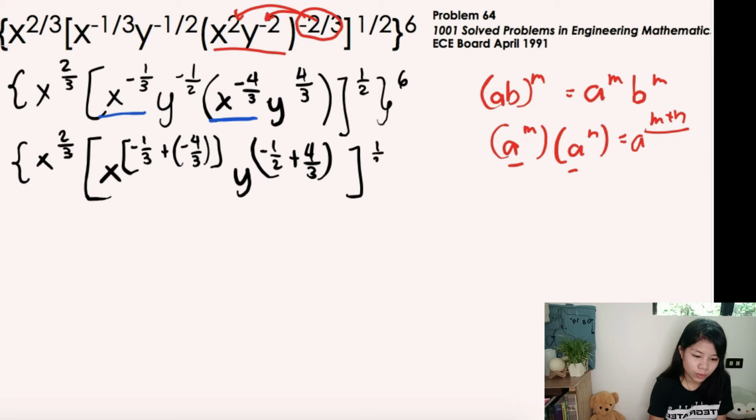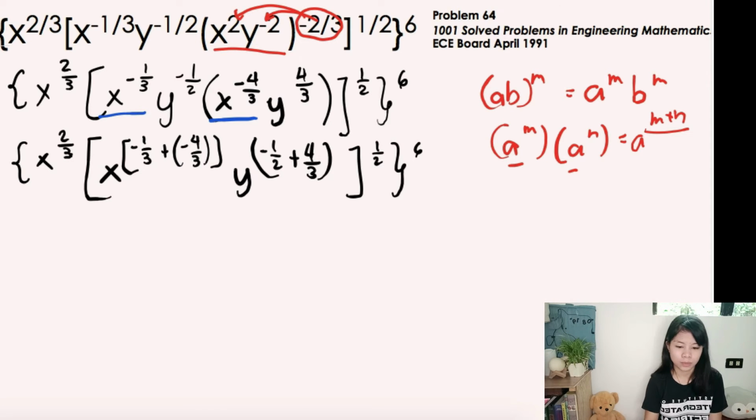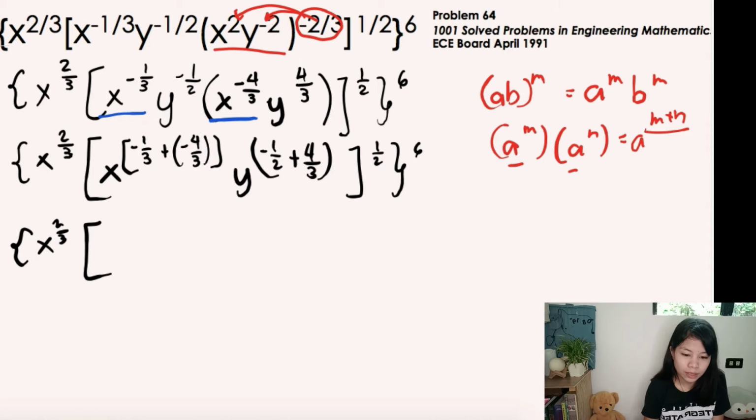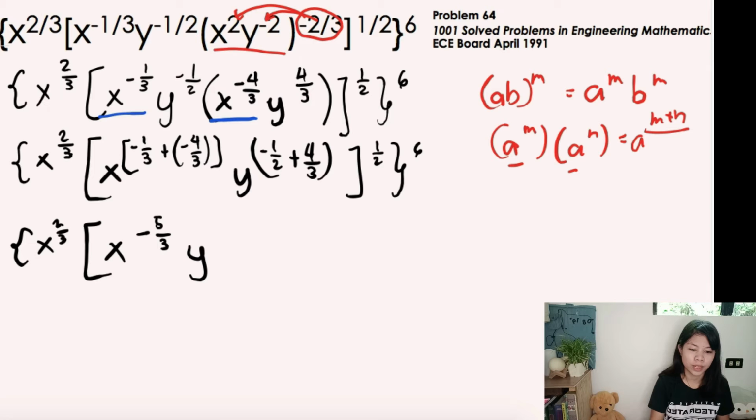Then, raise natin daw sa 1/2, tapos 6. Okay, so ganun ulit. Copy muna natin, hindi pa natin nasa-simplify. Then, simplify natin itong nasa exponent. X raised to negative 1/3 minus 4 over 3. So, napakadali guys. Negative 5 over 3. Hindi mo na kailangan mag-calculate. Then, y raised to negative 1/2 plus 4 over 3. And kung hindi kaya ng utak natin guys, mag-calculate na tayo. So, y raised to 5 over 6.